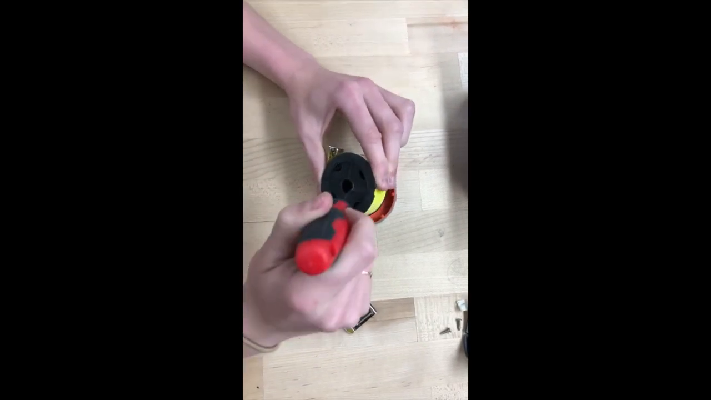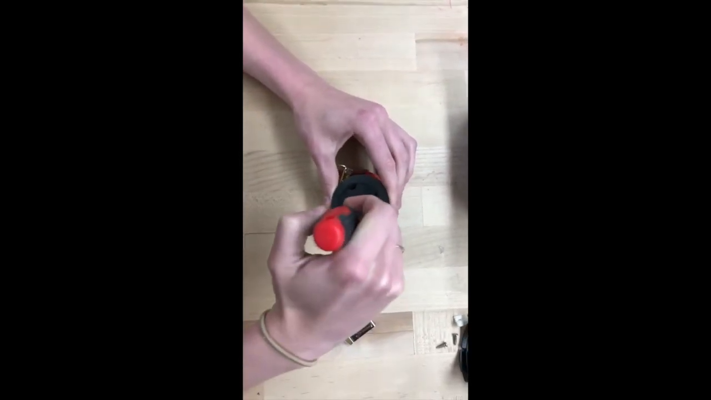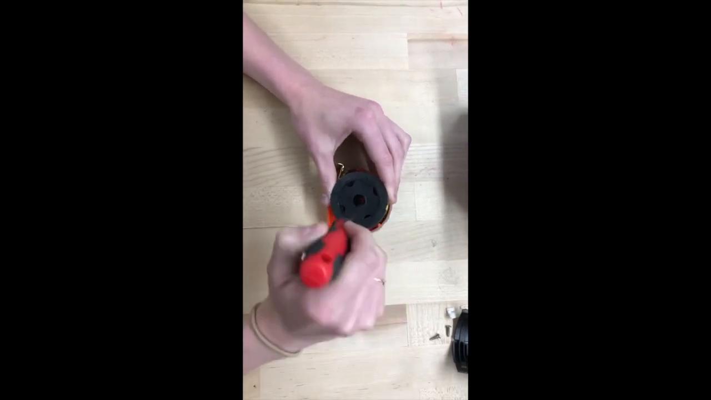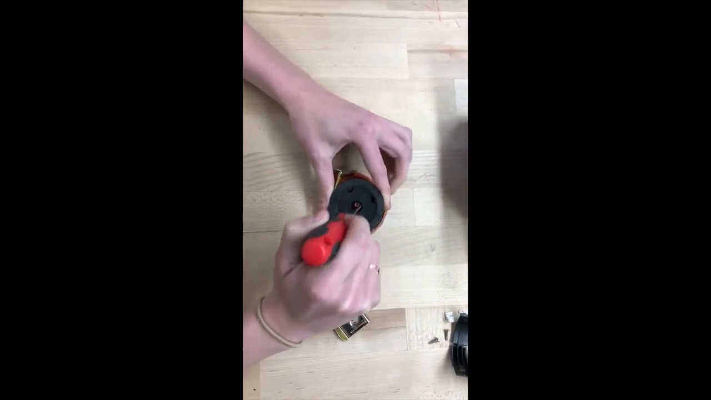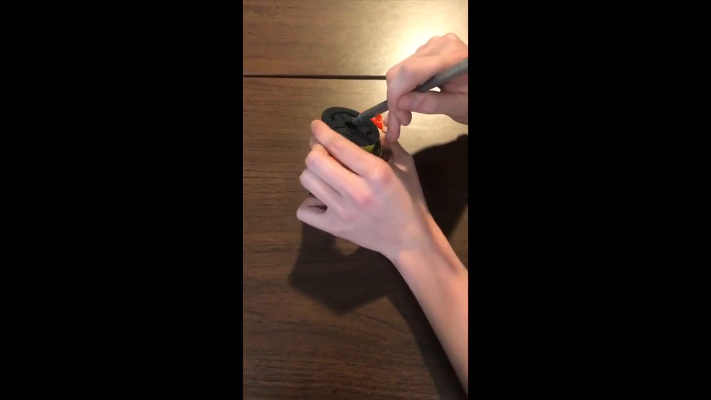With the problem of attaching the spring, our team concluded the best solution was to completely eliminate this manual process. However, due to a lack of resources, we further looked for solutions. As a temporary solution, we utilized methodology from the literature, the Toyota Way, 14 management principles from the world's greatest manufacturer. Our strategy was to assign the most skilled worker to this task, therefore effectively managing our resources and workforce.